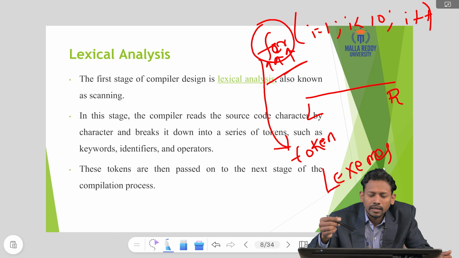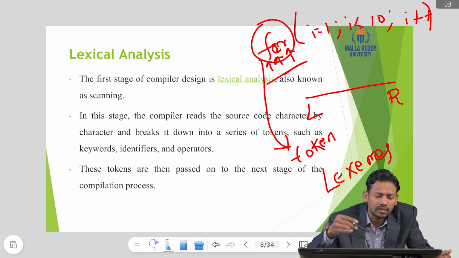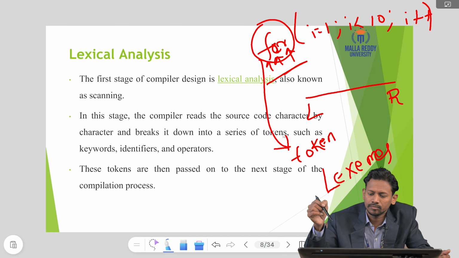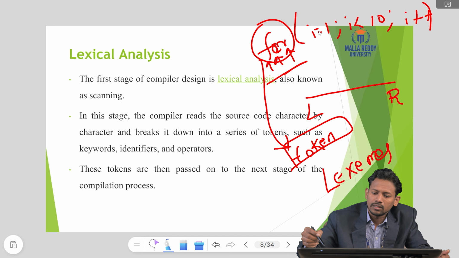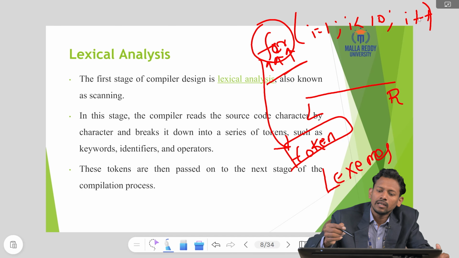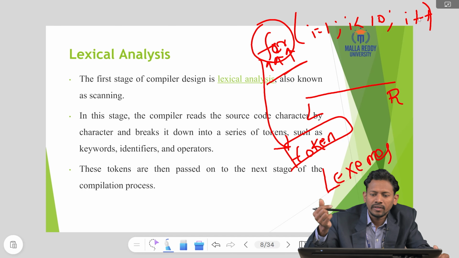In this stage, the compiler reads the source code character by character and breaks it down into a series of tokens such as keywords, identifiers and operators. So these are known as tokens. These are the operators: the assignment operator, the semicolon, the less than operator, each one a token, and this 10 is a value, and this is an increment operator, also one token. So it will generate the complete tokens from the given instruction. These tokens are passed on to the next stage of the compilation process.